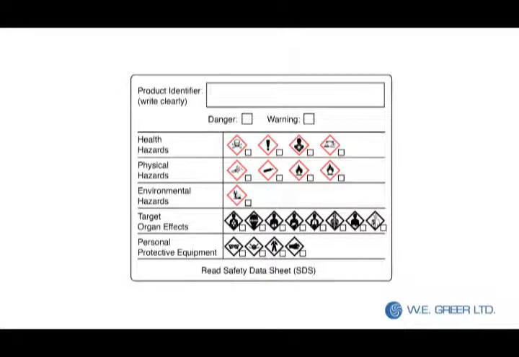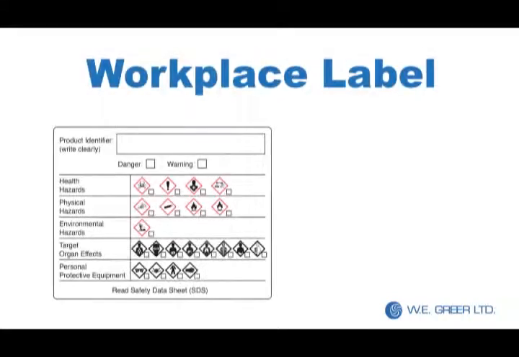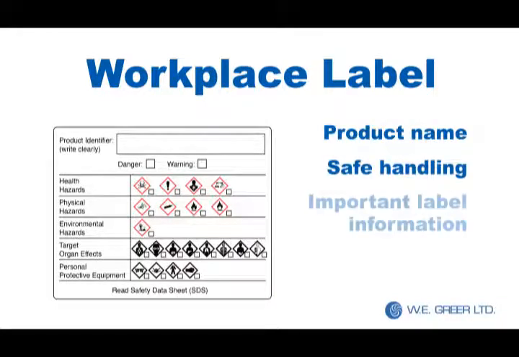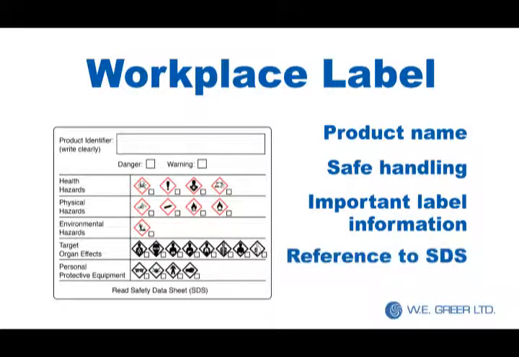Workplace labels are less formal and not intended as complete information. If a person is using the product for the first time, he or she must read the safety data sheet and supplier label first. Workplace labels include only a few basic pieces of information, including the product name, the safe handling precautions, and important label information, as well as reference to the safety data sheet.